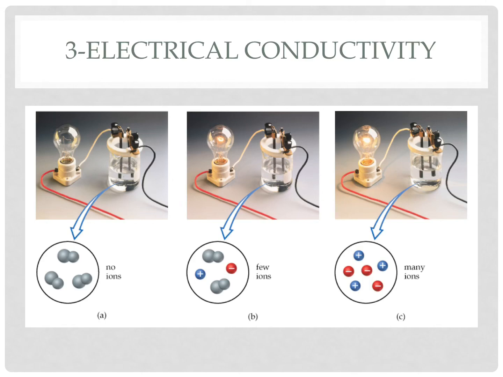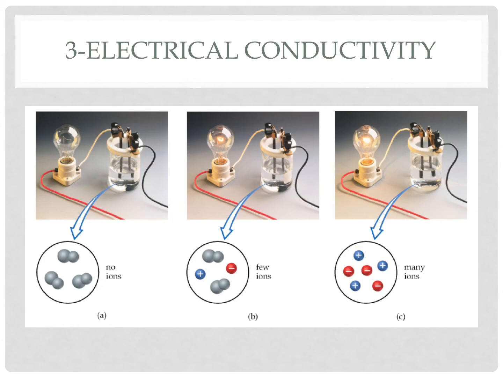But on the other hand, we have some covalent compounds that do form ions when they dissolve in water. Several acids, for example, form ions in water. These solutions, like ionic solutions, conduct an electrical current.